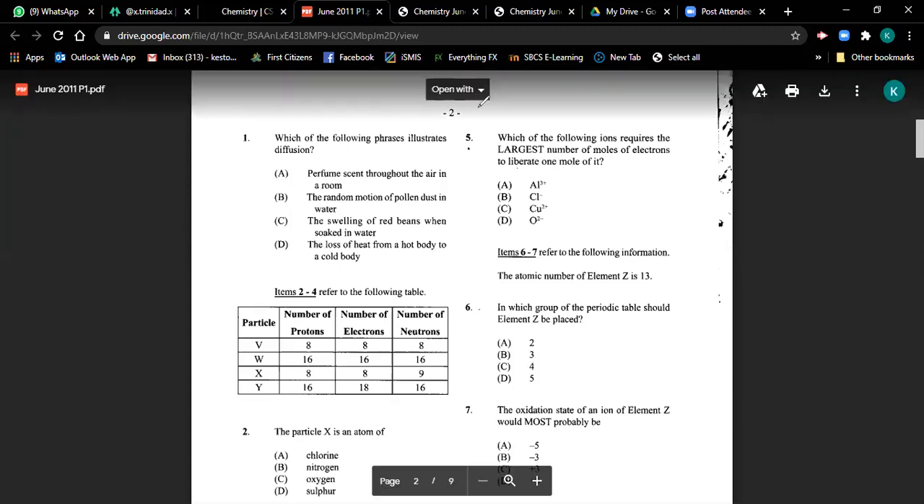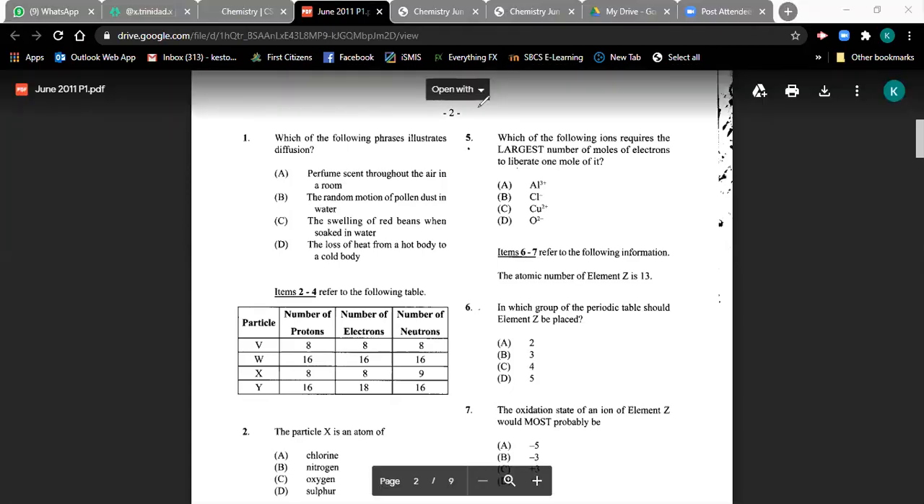The atomic number of element Z is 13. Right? This is why I need to be able to do this. In which group of the periodic table should this element Z be placed? Group 3. B. Right? Write the electronic configuration, and the amount of electrons in the last shell tells you the group that it's going to go in.